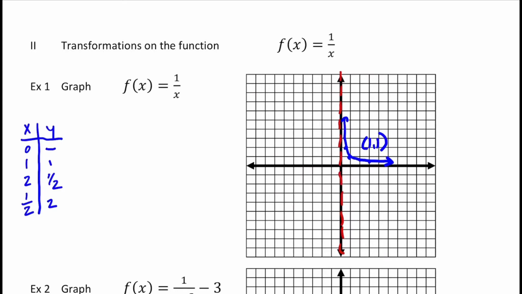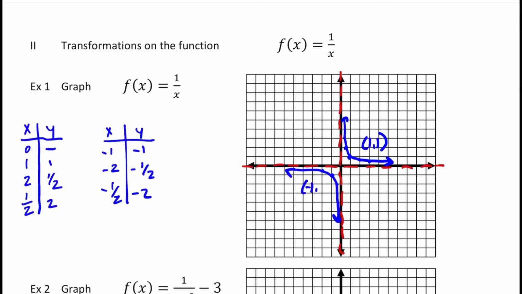Now, if you think about it, we also have an asymptote here because the y value can never be 0. 1 over something can never be 0. Now, this is just half the graph because, what happens if you put in negatives? Well, -1, -2, -1 half, all that's going to happen is these values are going to be negative. So we get a very similar graph, but it's reflected through the origin. It's going to kind of look like this. And this coordinate here is going to be -1, -1. So that's our base inverse graph.